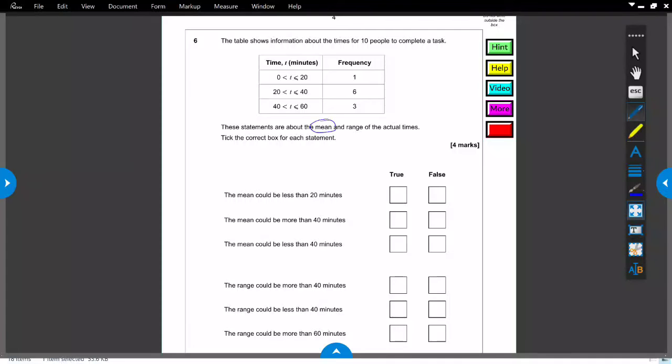To find the mean of a set of numbers, we add together all the values and then divide by the number of values there are. And the range, that's the largest number minus the smallest number.